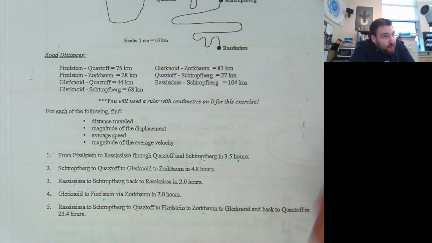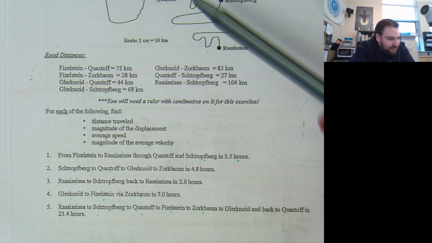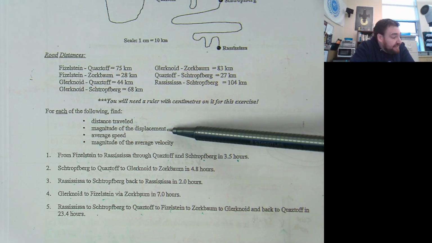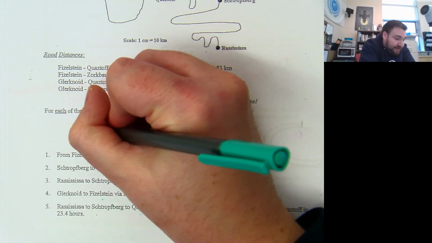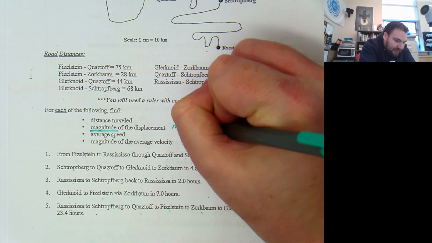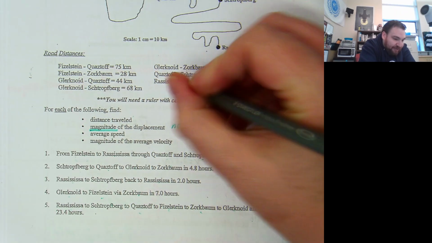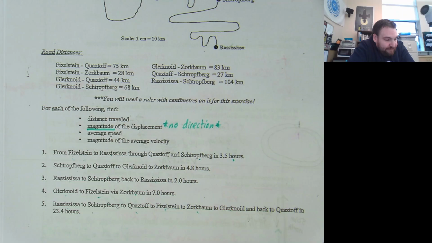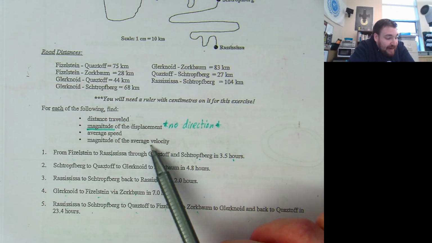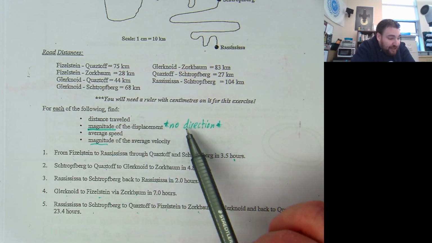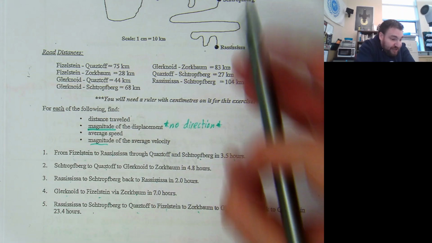What I want you to do for each trip is find the distance traveled, the displacement, the magnitude of the displacement, which means no direction. You do not have to pull out a protractor and find directions. And then I want the magnitude of the average velocity. Again, the reason I say magnitude here is because we don't have directions for displacement, so you're not going to have directions for velocities.